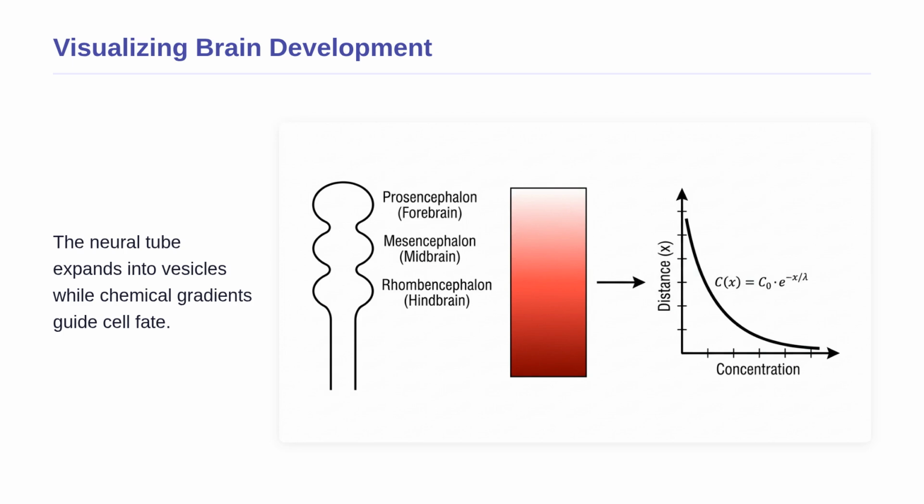The graph on the far right plots this exact relationship. You can clearly see the exponential decay curve we just calculated, showing how the concentration drops off as the distance from the source increases, ultimately guiding the fate of every single cell.